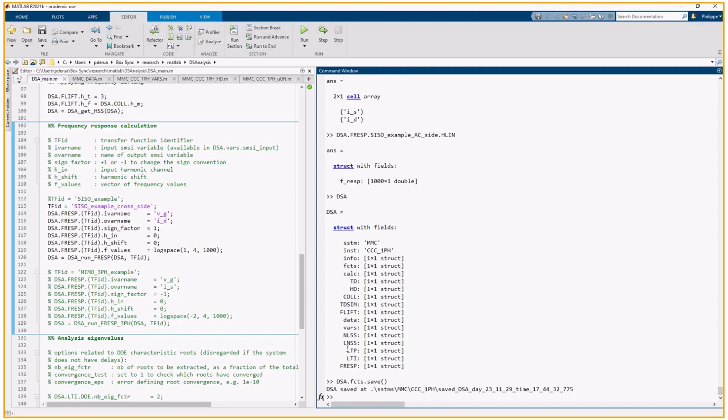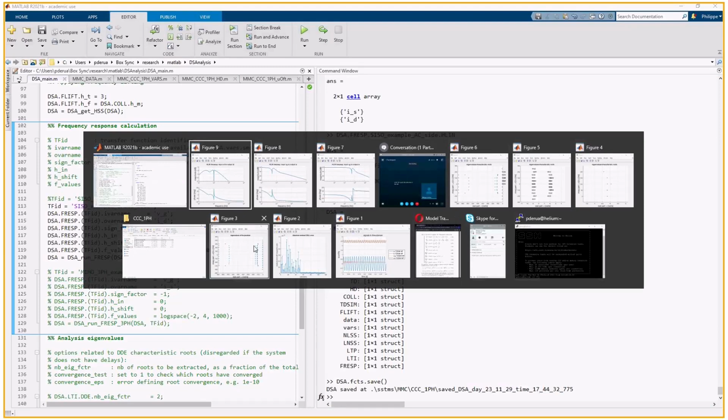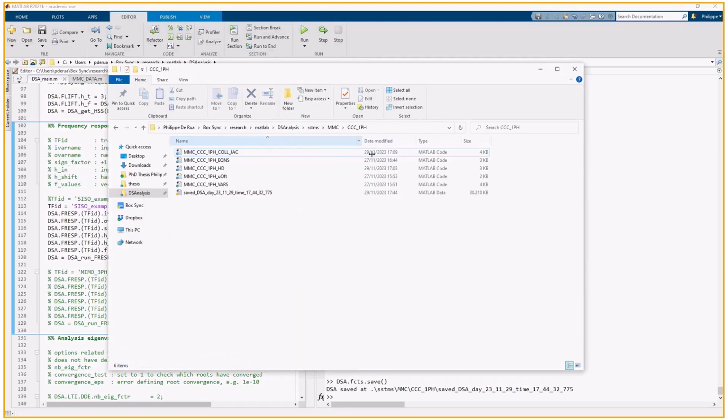For big systems with many data points and very long time domain simulations, well, this saving can take quite some time. However, for this simple system, it took a reasonably short time. Now I know that this DSA has been saved at this particular location. It is saved, it is a DSA, and it's saved on this particular day at that particular time. I can go to my folder, and I see indeed for my MMC with the single phase power stage and circulating current controller, my DSA has been saved here.